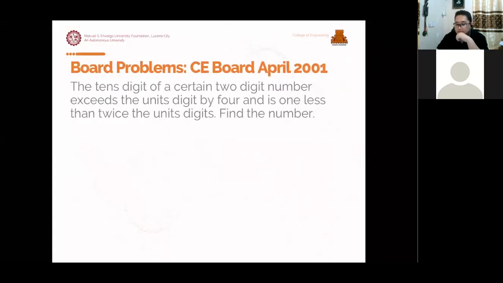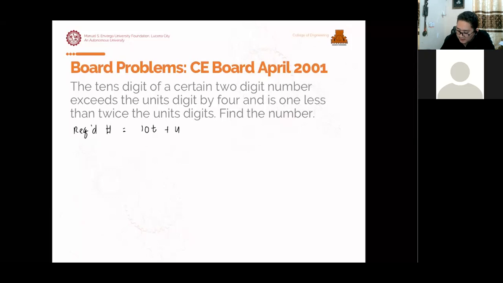Okay, so tanong, the tens digit of a certain two-digit number exceeds the unit digit by 4 and is 1 less than twice the unit digit. Find the number. The tens digit of a certain two-digit number. So, meron tayong two-digit number. So, ibig sabihin ng required number natin, equal siya sa tens digit. So, 10t plus u. So, yan yung required number natin.